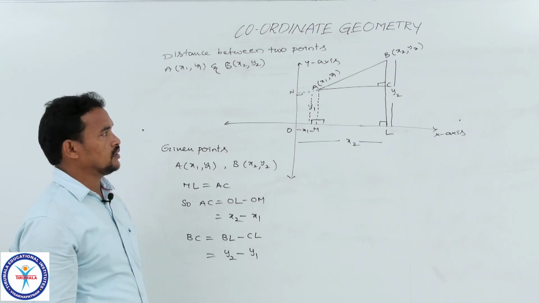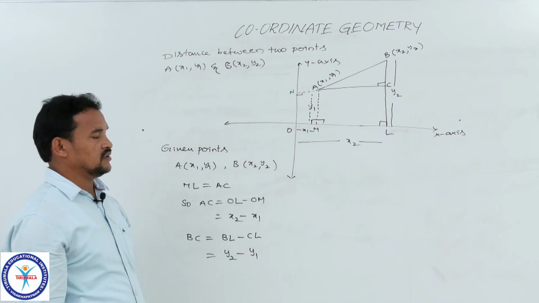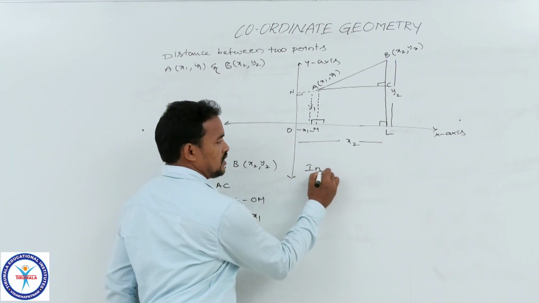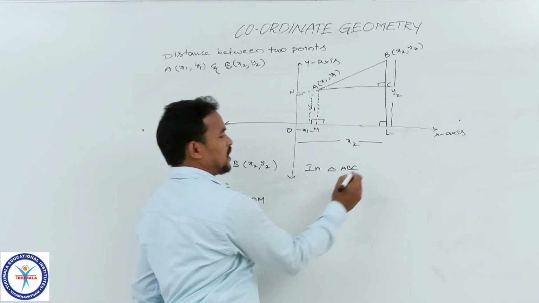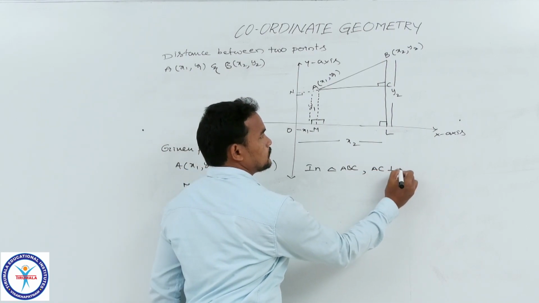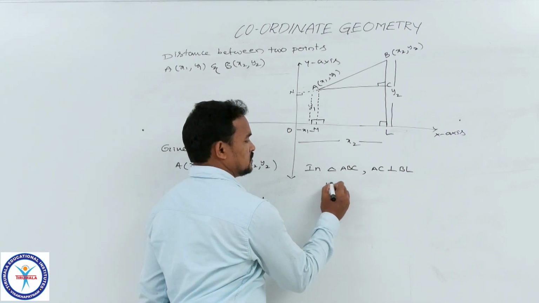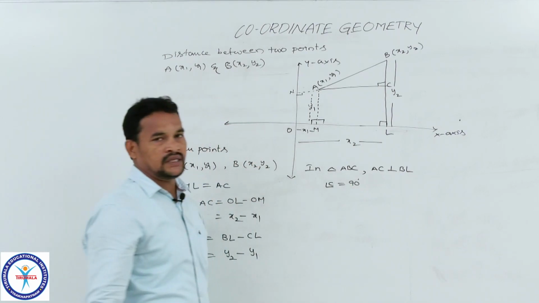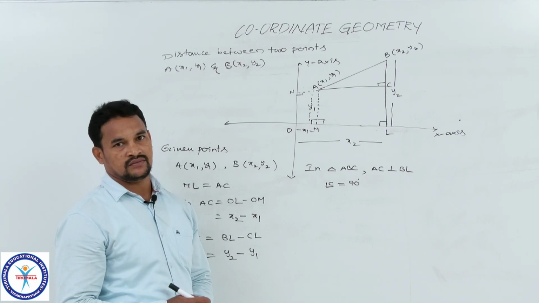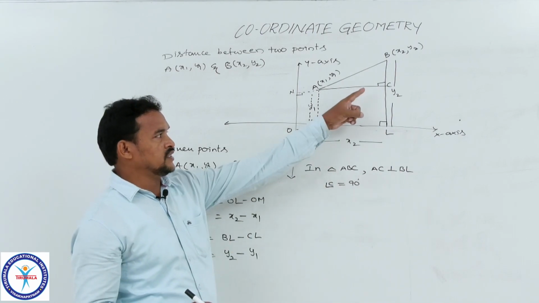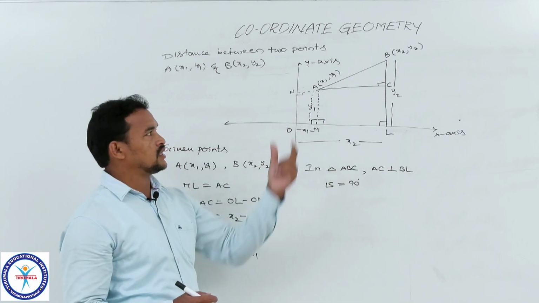Now what we want is the distance from A to B. Here we observe a triangle. In triangle ABC, AC is perpendicular to BL, so angle C equals 90 degrees. When angle C equals 90 degrees, by the Pythagoras theorem, hypotenuse square equals side square plus side square. Here which is the hypotenuse? The side opposite to the right angle is called the hypotenuse. Here AB is opposite to the right angle, so AB is the hypotenuse.